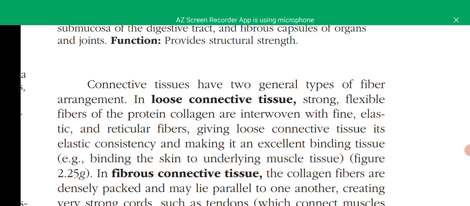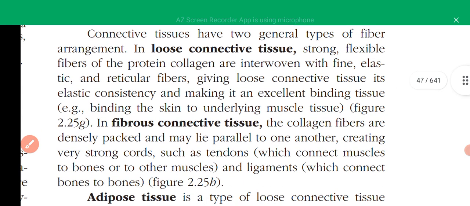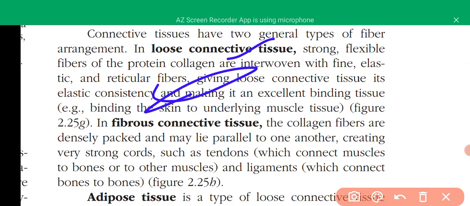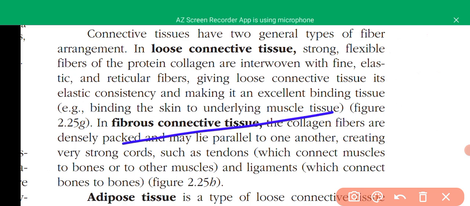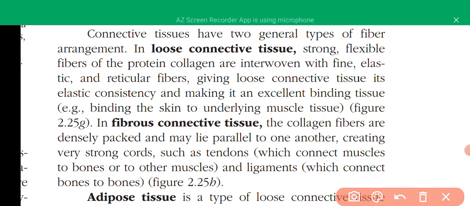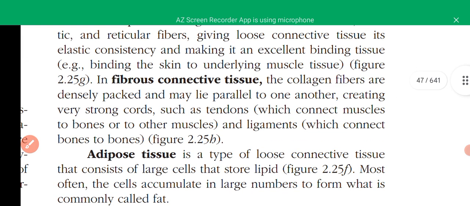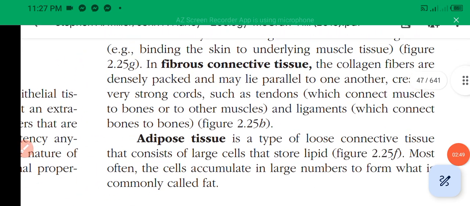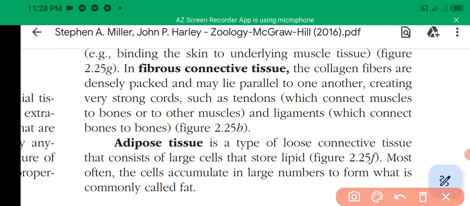Then there are the fibrous connective tissues, in which collagen fibers are densely packed, whereas in loose connective tissue collagen fibers are merely interwoven with each other and are not densely packed. But in fibrous connective tissue, the collagen fibers are densely packed and made parallel to one another, so that their consistency is so strong, creating a very strong cord. Examples of fibrous connective tissue are tendons, which connect muscle to bone, and ligaments, which connect bone to bone, that may be elastic, but tendons are very hard.